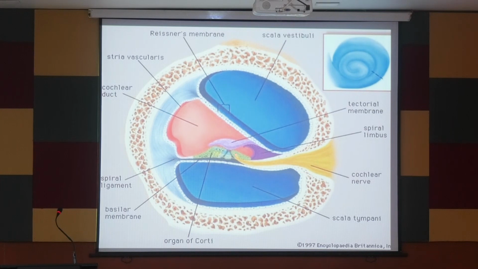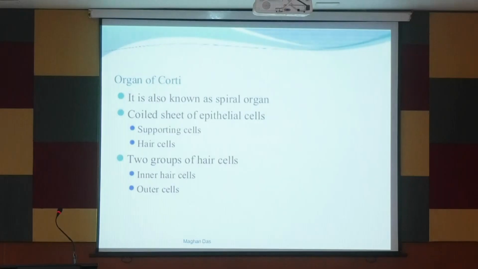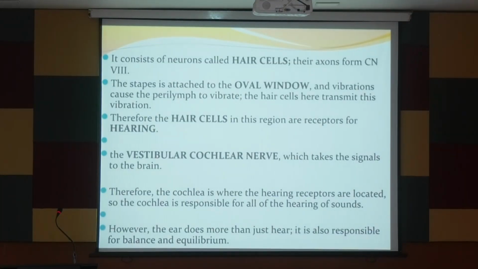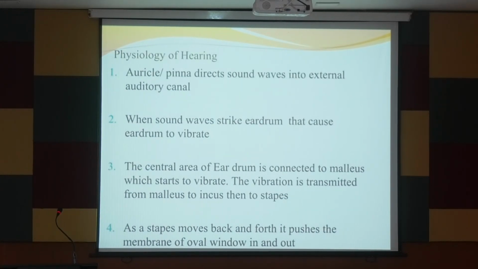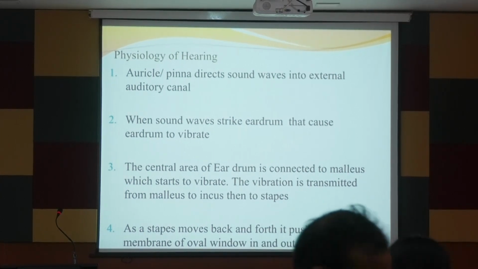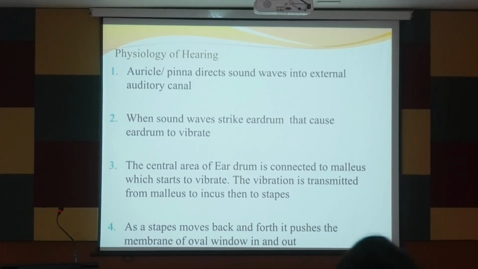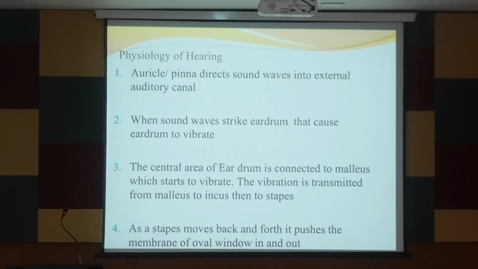Okay. And the inner hair cells are responsible for the auditory stimulus. And the outer hair cells are responsible for the action of the inner hair cells. They modulate the function of the inner hair cells. So these are some of the differences between the outer and the inner hair cells. So now this is the most important part. How does hearing function then?